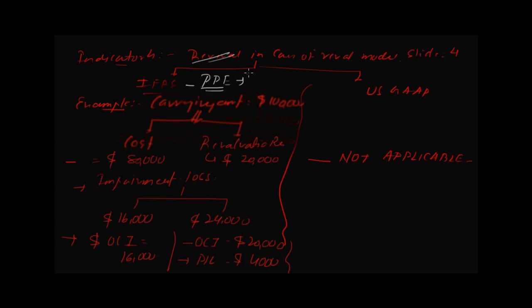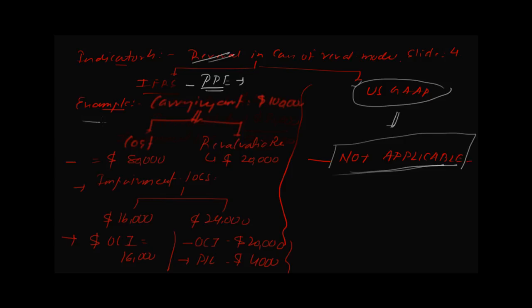Either they can go for the cost method or they can go for the revaluation model or revaluation method, but the same is prohibited under US GAAP. So under US GAAP there is only one method, that is the cost method. So all the discussion that we are going to have in this case is not relevant in case of US GAAP. So when it comes to IFRS, let's discuss through the help of an example.